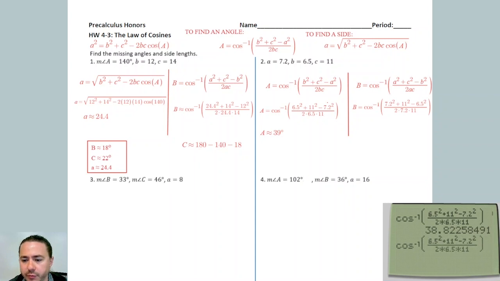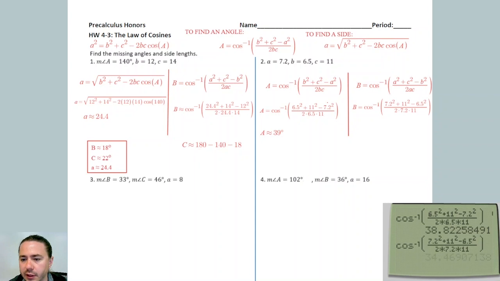So let's see here. We got 7.2 squared plus 11 squared minus 6.5 squared. I'm just copying over what I had from the last one, so I don't have to retype everything. Oh, nope, let's try that again, 7.2.